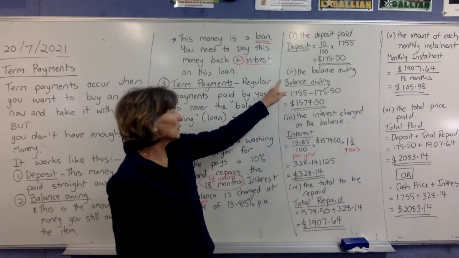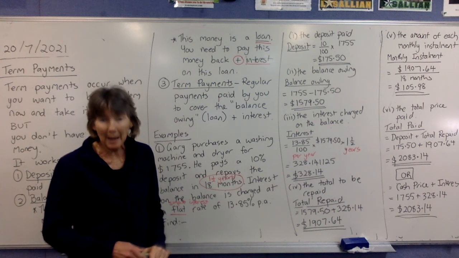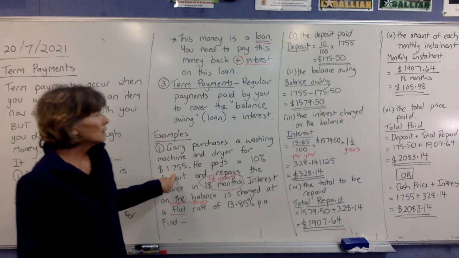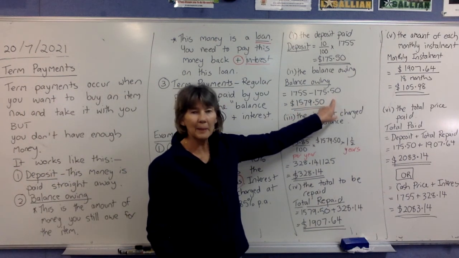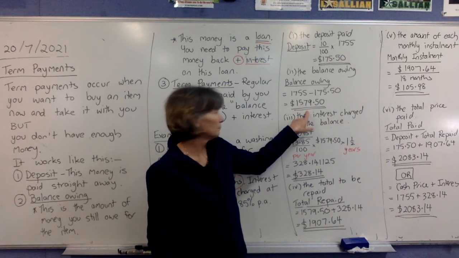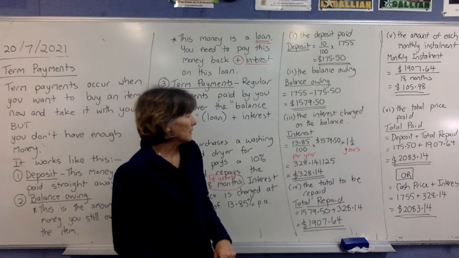After that, they want to know the balance owing. Well, the balance owing is the rest of the money you didn't have. So you're going to have $1,755, take away the money you have paid, and that's the balance you still owe on what you've bought. Now they want to know the interest charged on the balance.